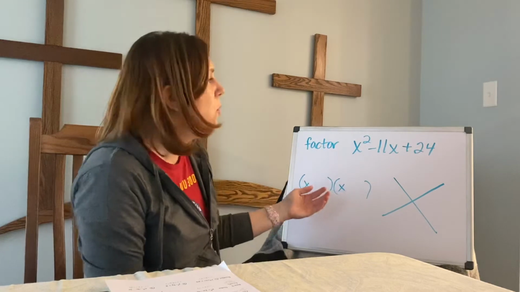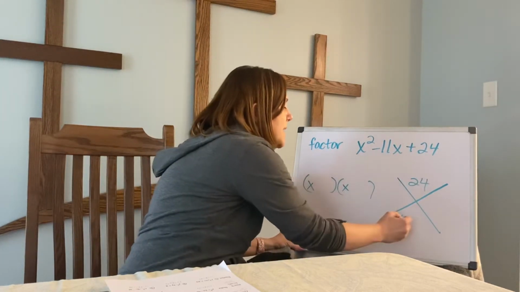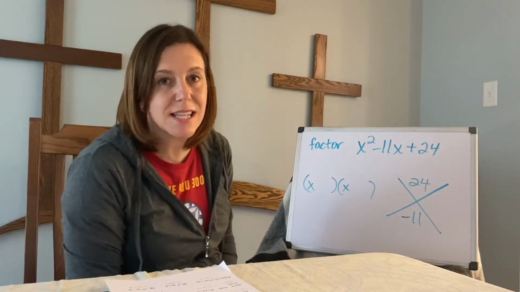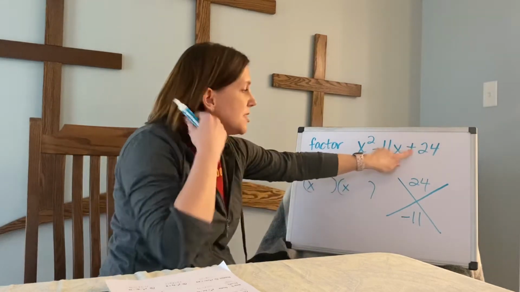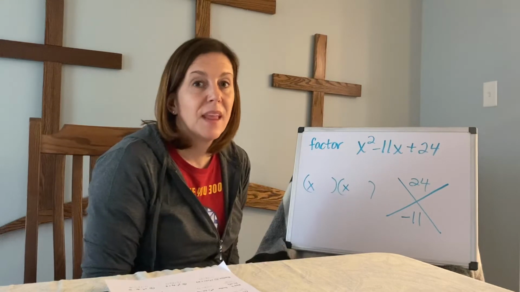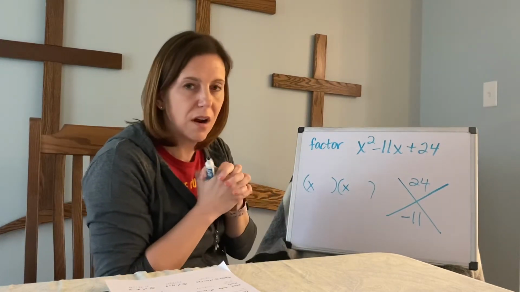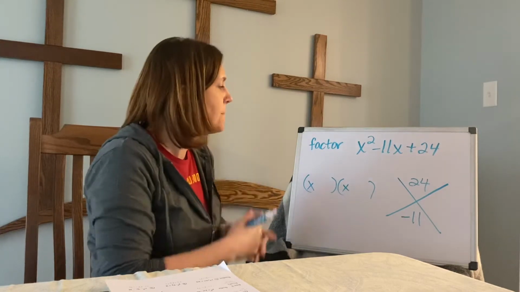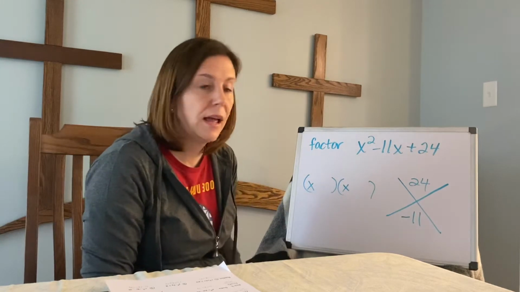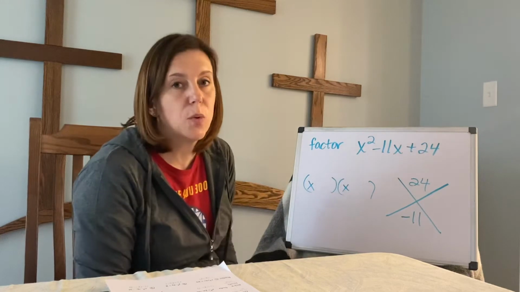What do I know? My c goes in the ceiling. My b goes in my basement. Notice I have to take the signs with it. So this one is positive 24. This one is negative 11. Now I'm ready to just do the math that we worked on with our x form worksheet this week. What 2 numbers go here? Add to get me negative 11, but multiply to get me 24.